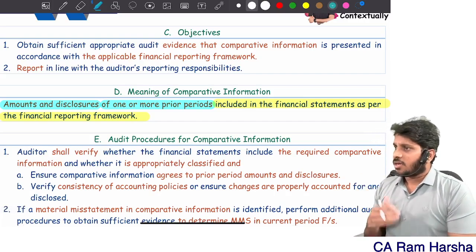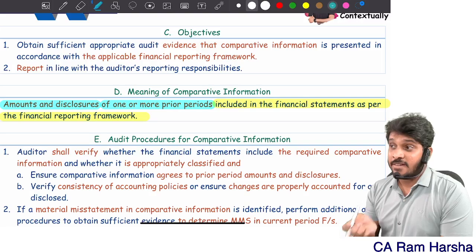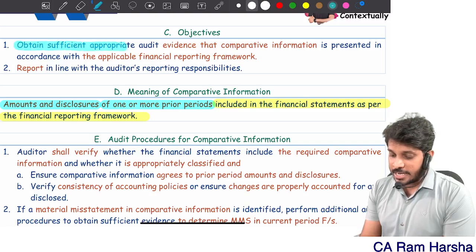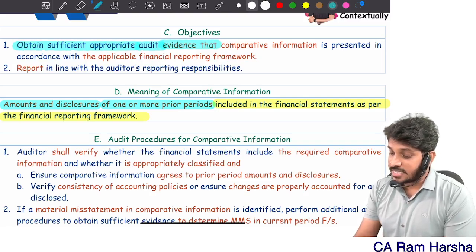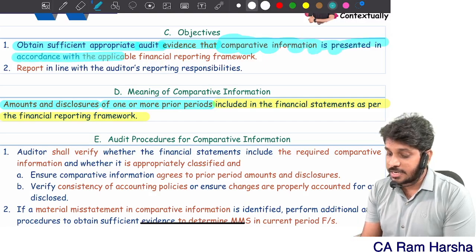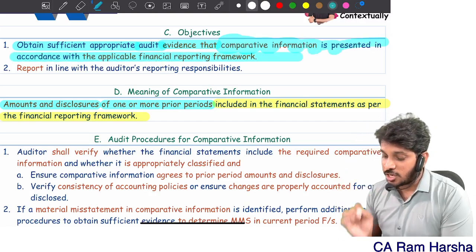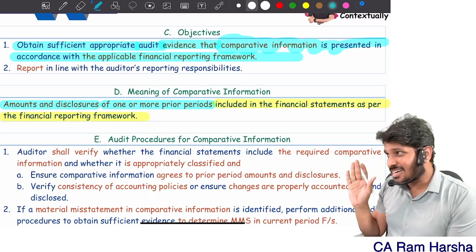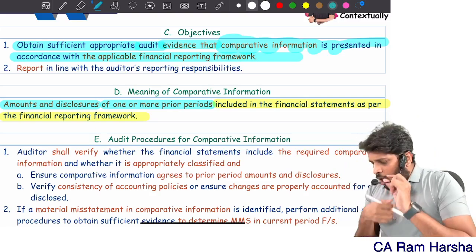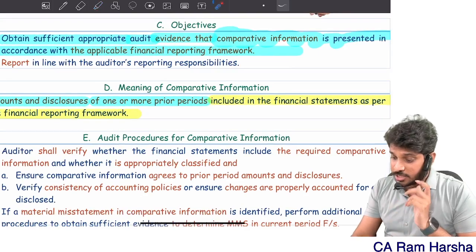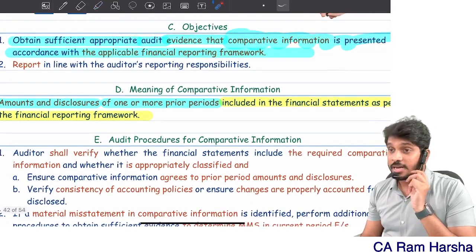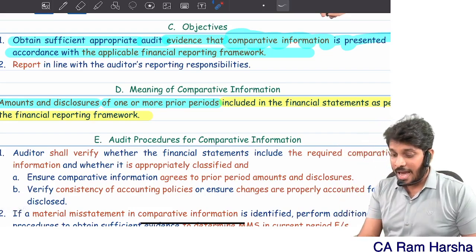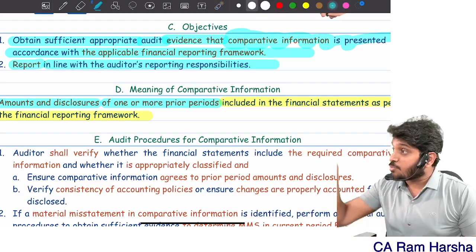Ultimately, in India also, every company will give comparative information using the corresponding figures approach, right? The auditor has to obtain sufficient appropriate evidence that comparative information is presented in accordance with the applicable financial reporting framework. You should get evidence that the comparative information is presented correctly. Just check that. You don't have to give an opinion. You see, they're not saying you have to give an opinion. You have to get evidence that comparative information is presented as per the framework or not. Verify, that's it, and report in line with reporting responsibility.